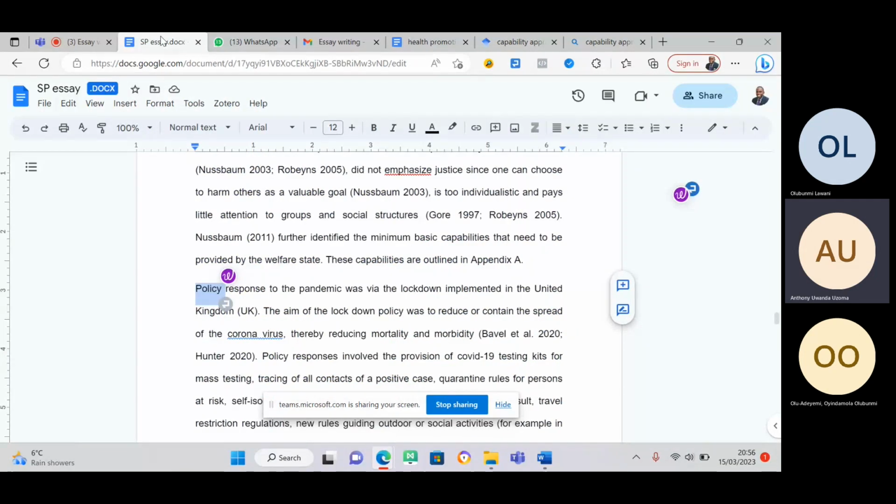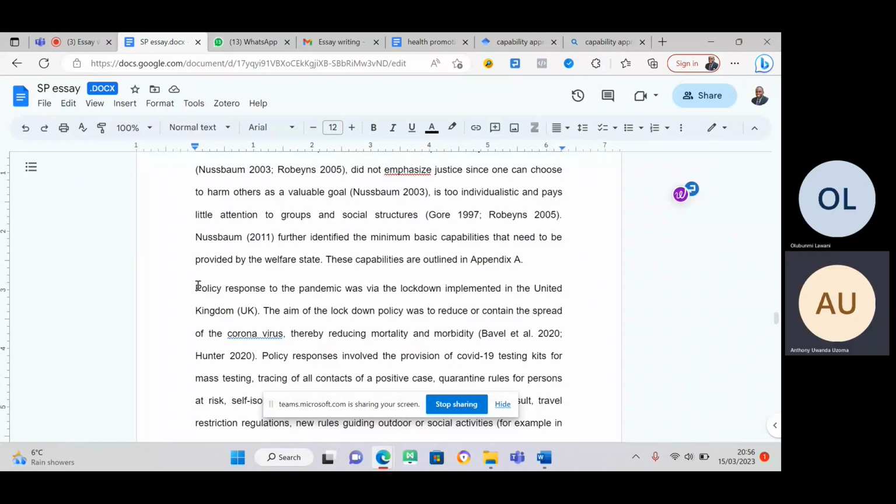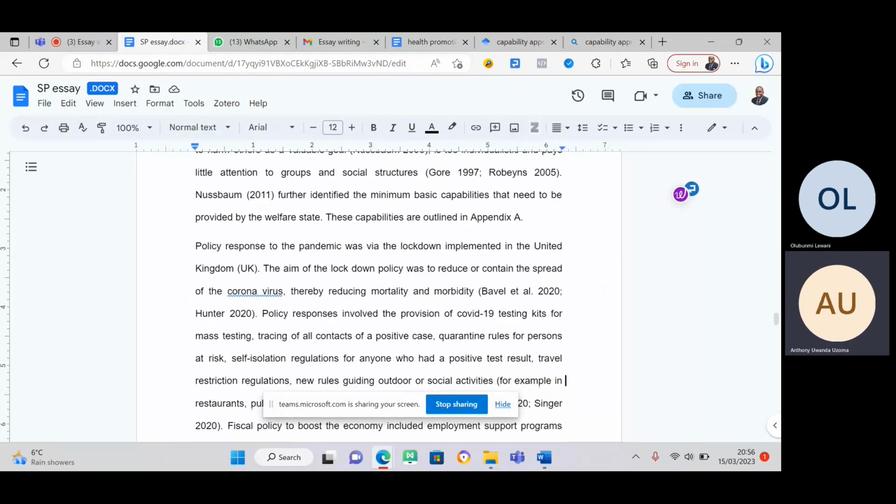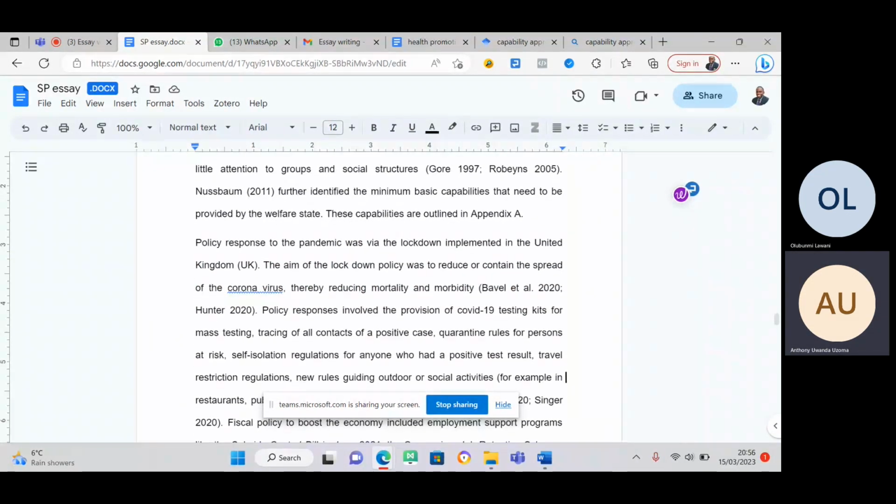I've done a lot before I wrote this. I had to watch so many videos to understand what the capability approach is all about, then read articles to see how it is applied to my topic. The topic I'm working on is COVID-19 policy, because all those COVID-19 regulations try to use the capability approach. I've explained this concept in the former video, so I'll not waste time explaining it here.